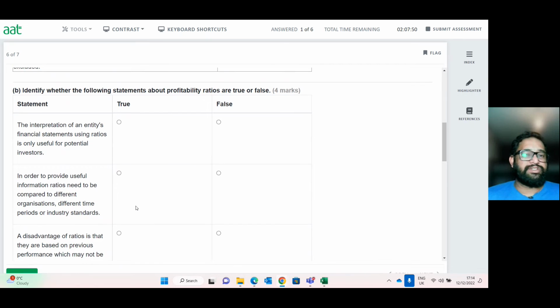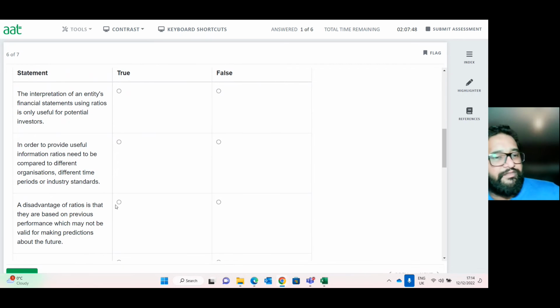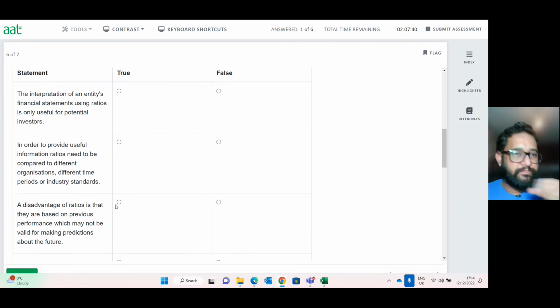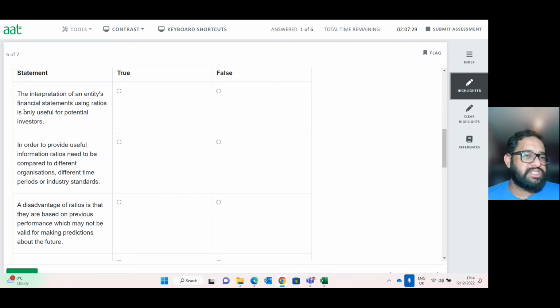Now, let's see these statements, true or false. Then it's going to be a fun scenario we can discuss about this. There are four there. The first one is interpretation of entities' financial statements using ratios is only useful for potential users. The word only straight away suggests it can be only for potential investors. That's wrong, because it can be used for so many different reasons. So this is clearly a false statement.